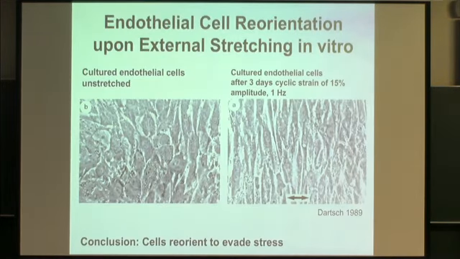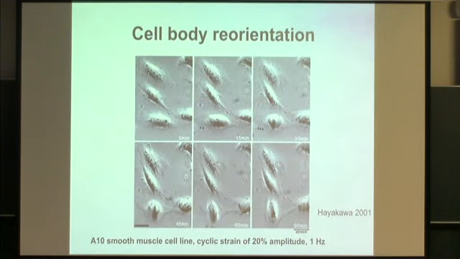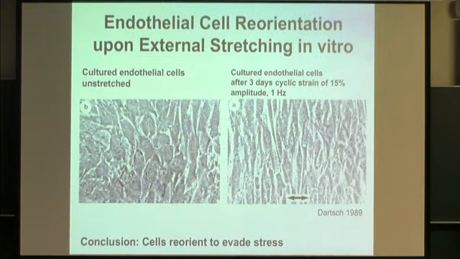Basically these cells reorient to evade the stress. That's the whole story. Now these cells were plated, waited until they adhered to the substrate, cultivated to this confluent layer basically, and then the straining was begun. Unfortunately, they had a device that worked with 1 Hertz, 15%, but 3 days of cyclic strain. Yes?